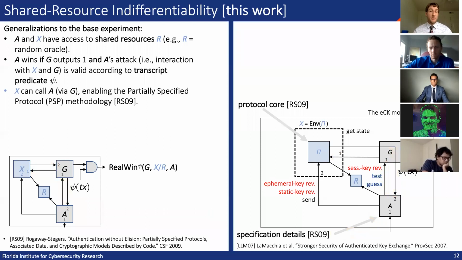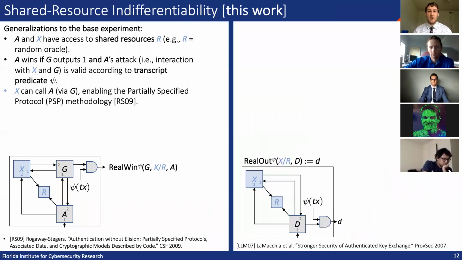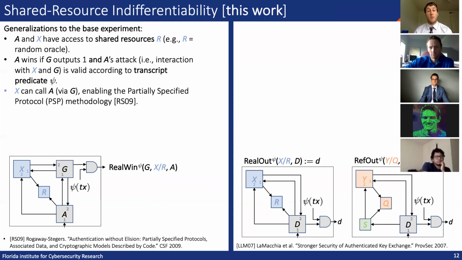So let's now define a notion of indifferentiability that's suitable for this experiment. Remember that we're interested in an adversary's advantage in differentiating some real system X from some reference system Y. As usual, D's access to the second interface of Y is mediated by a simulator S. Likewise, D's access to the shared resources is also mediated by the simulator. To emphasize this, in the bottom right corner of the slide, I've written the resources in the real experiment as R and in the reference experiment as Q.